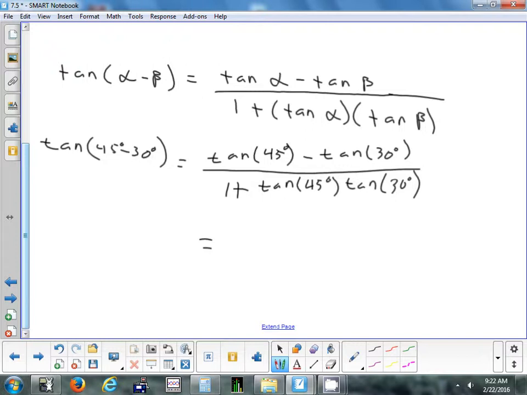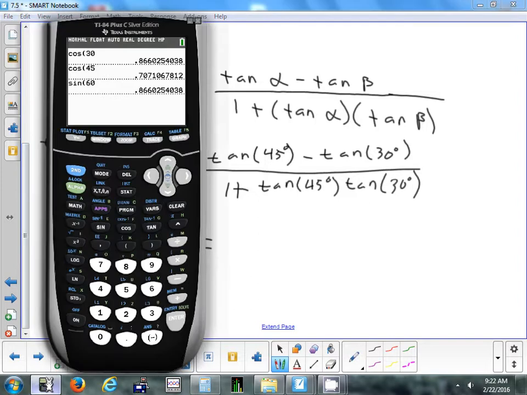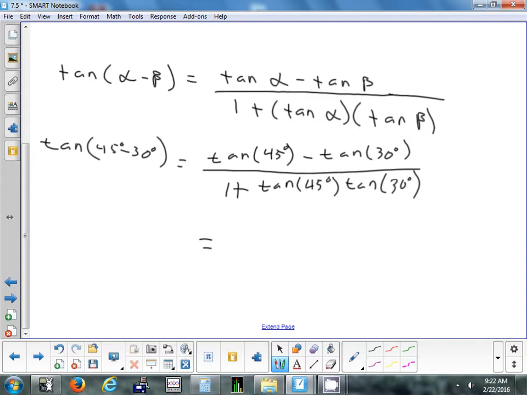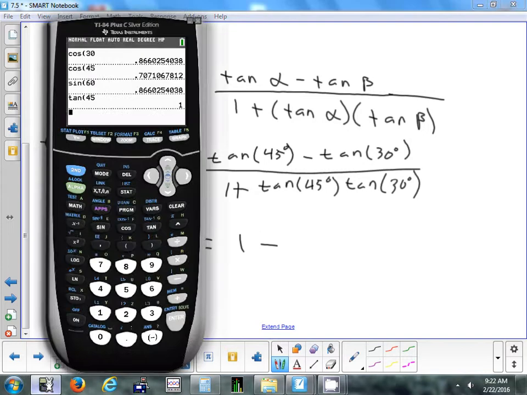So we'll just go through these numbers and see what happens. Okay, tangent of 45, that answer comes out really nice. Does anybody remember what the tangent of 45 is? We don't get a decimal here. Yeah, it comes out to 1. If you just type it in, 1. So 1 minus.